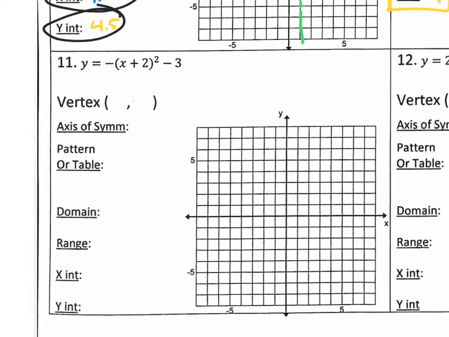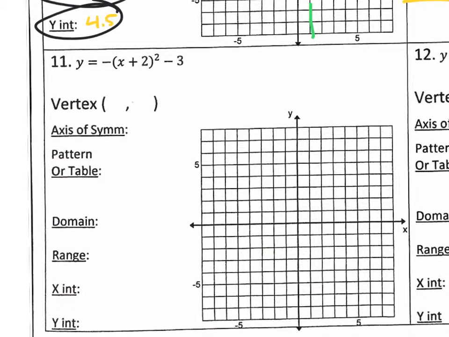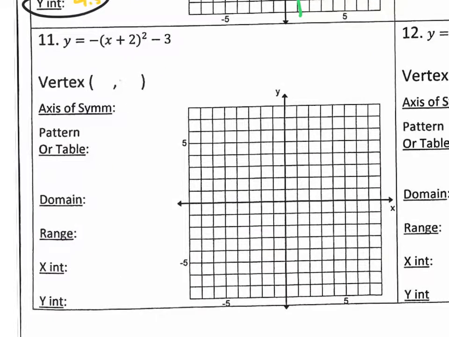Number 11. Number 11, the vertex is what on number 11? -2. Opposite on H, so it's going to be a -2, and take K for what it is, -3. So the vertex is -2 on the X, -1, 2, 3 on the Y. Put a dot there. You draw your axis of symmetry.